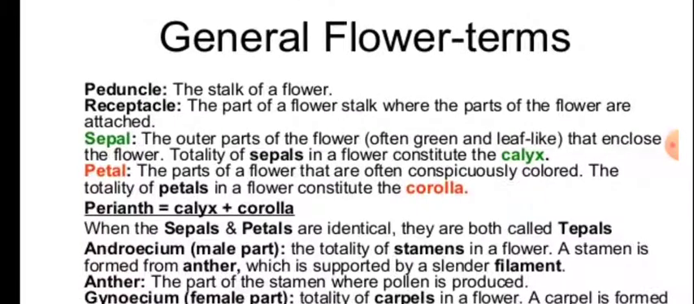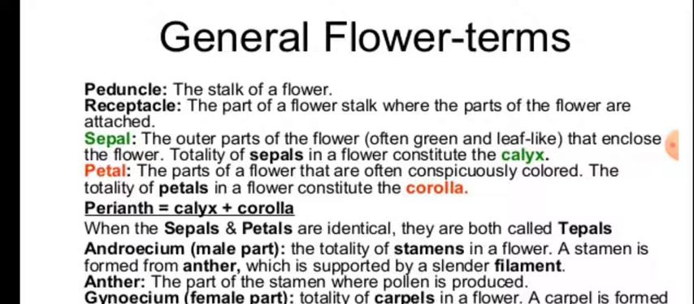Then in the flower, the general terms we are going to study. The first one is the peduncle, the stalk of the flower, and the receptacle, the part of the flower where the parts of the flower are attached. Sepal is the outermost part of the flower. Generally it is green and leaf-like, and encloses the flower. And the totality of the sepals in a flower constitutes the calyx.